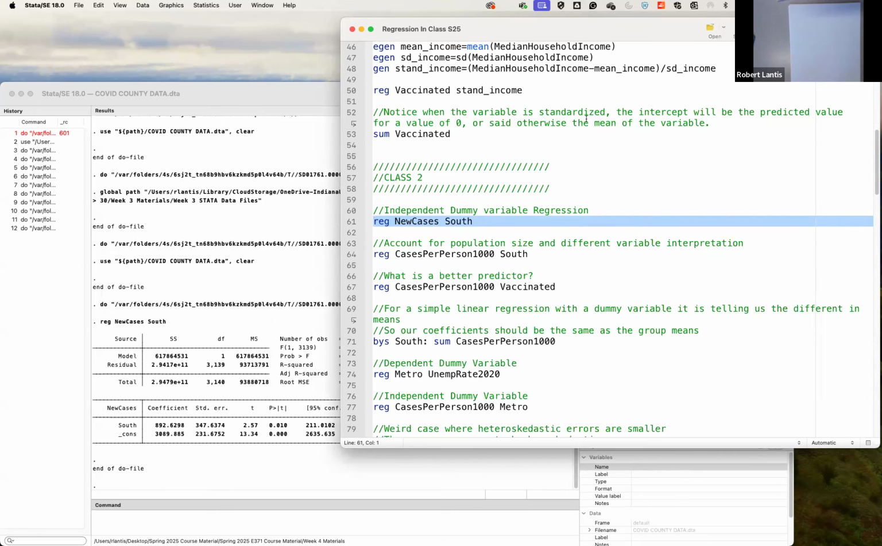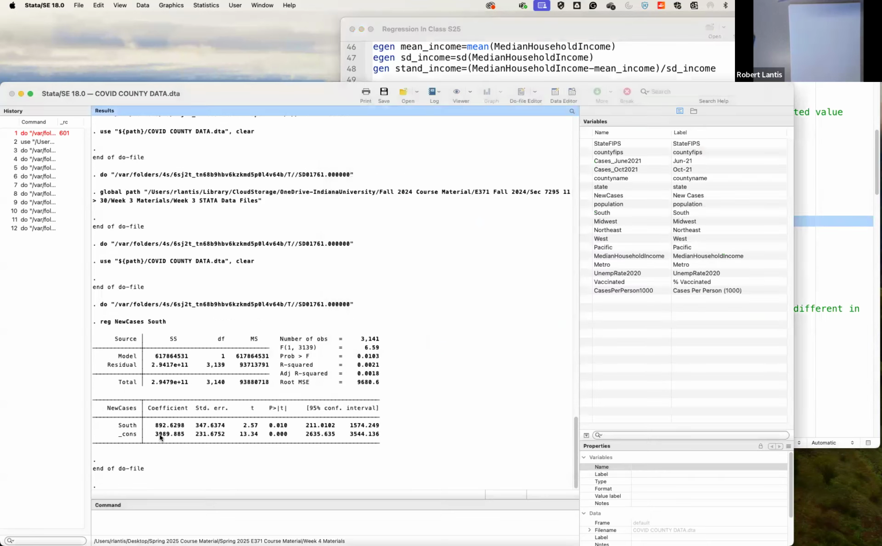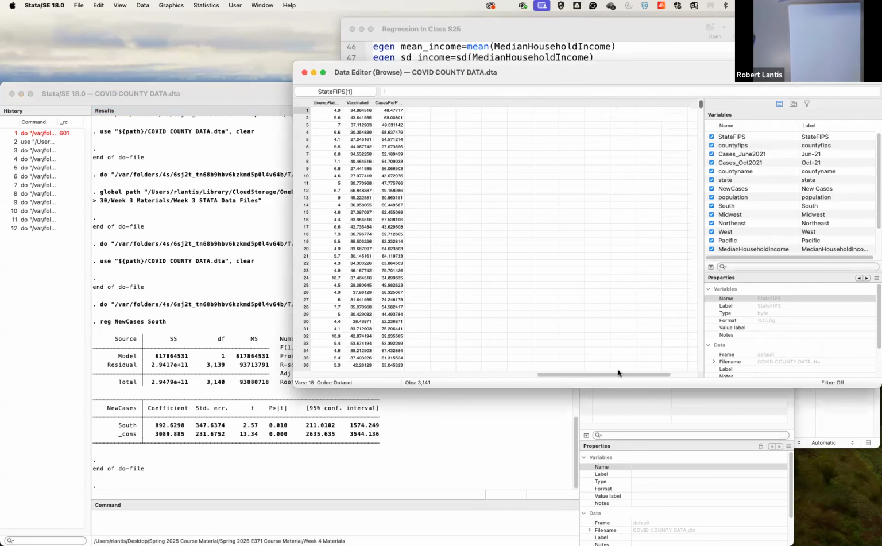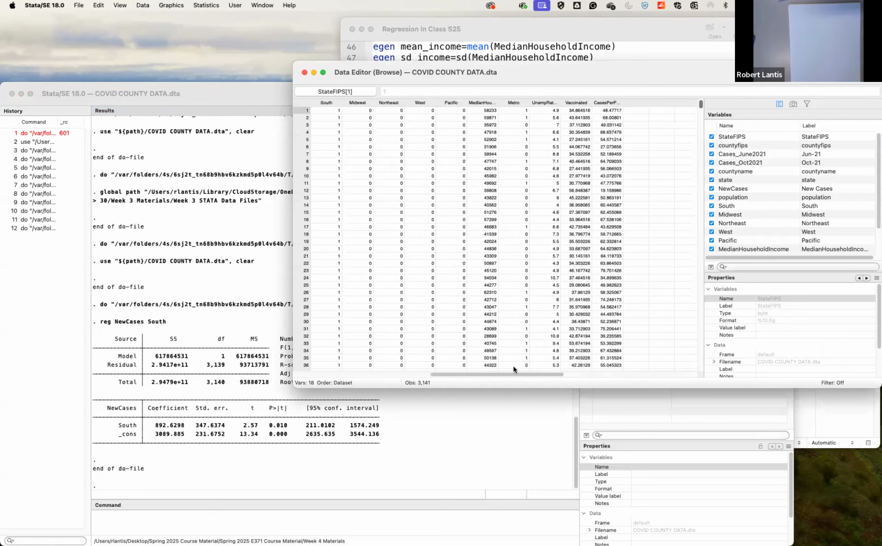So I'm going to run this regression and look at, okay, what is my slope coefficient on that dummy variable, which was just a 1 if the county was considered in the south, and I forget what states I included in this. We could look at the data and figure it out, but you'll notice here, where's my south variable?